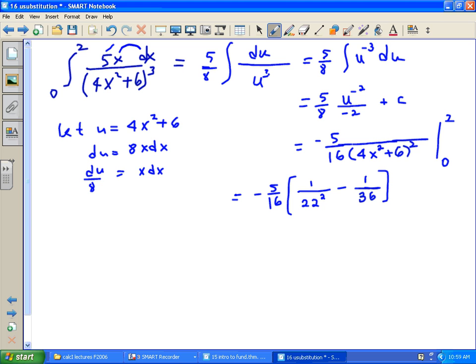Basically, at this point, you're just going to punch them into the calculator and get a numeric value. Just be careful, I would personally do what's in the parentheses first and then multiply by negative 5 over 16. So I'm getting here 0.008 roughly.